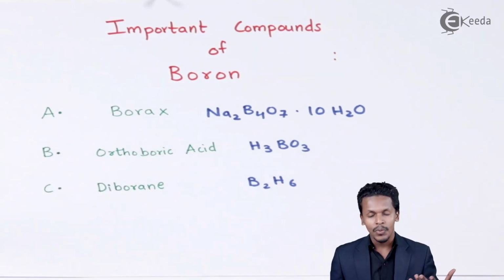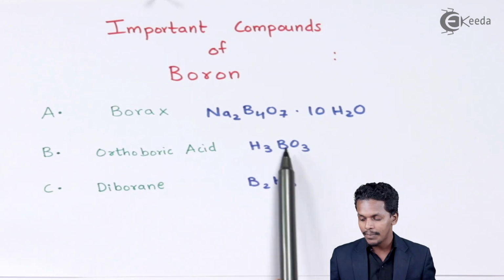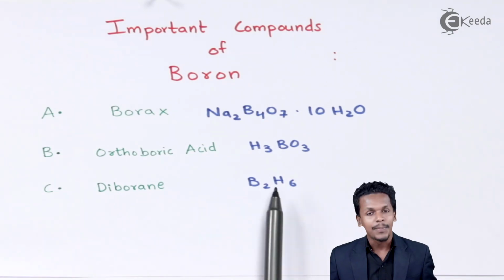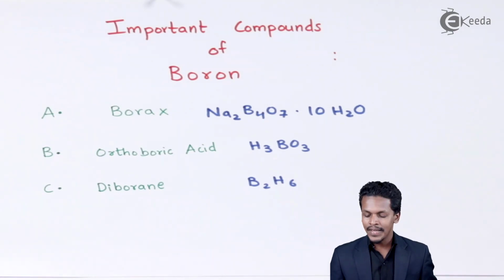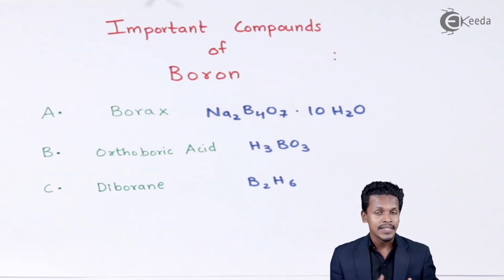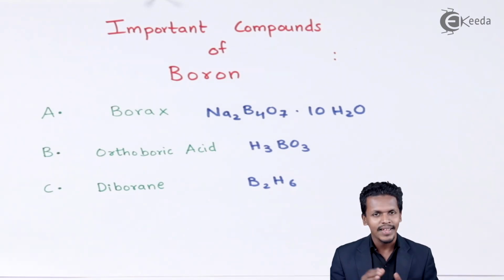And talking about the next one, that is orthoboric acid. Boric acid, basically we are talking about orthoboric acid, that is H3BO3. We are going to talk about this one, and ultimately we are going to talk about diborane, that is B2H6. Since we are going to talk about each of them one by one, let us start with the first one, that is what is borax, what are the different methods to prepare it, and what are the different properties that could be exhibited by borax. So now let us start with that.